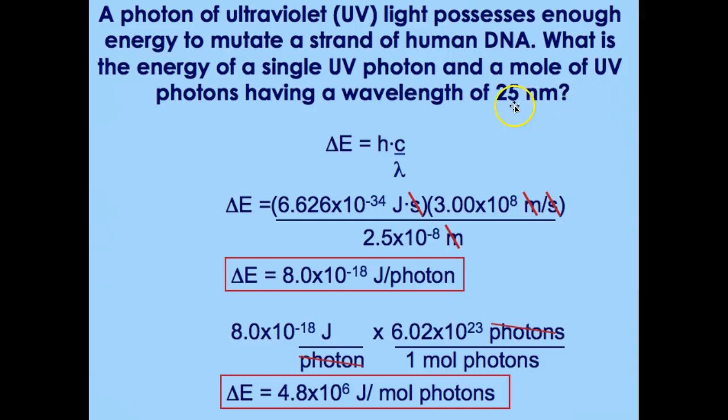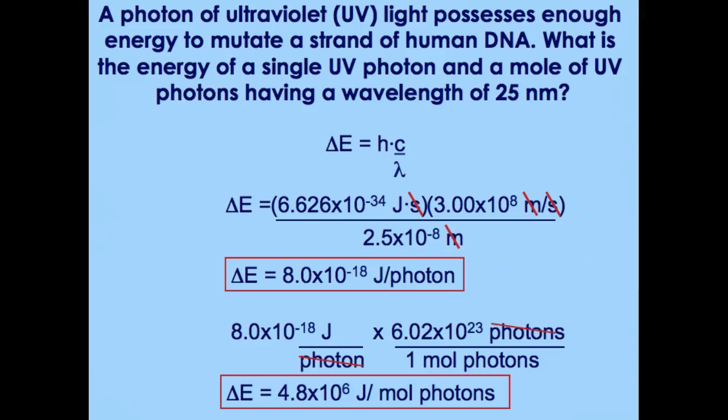Again, you can't leave your wavelengths in nanometers. You have to convert them to meters. 1 meter is equal to 10 to the 9th nanometers. So if I change the nanometers to meters, I get 2.5 times 10 to the negative 8th. If I substitute in my Planck's constant and my speed of light, I cancel out my meters, I cancel out my seconds. I'm left with the energy that would be needed per photon for that wavelength of light, 8 times 10 to the negative 18th.